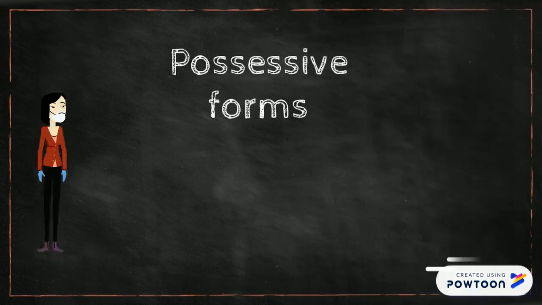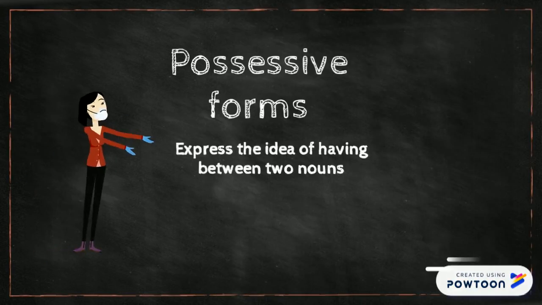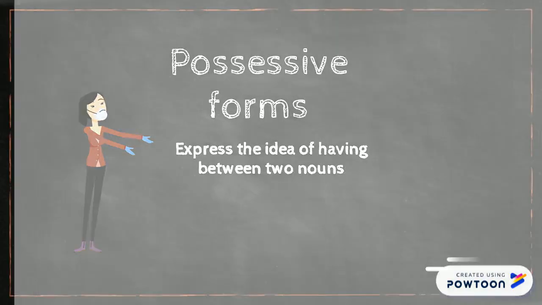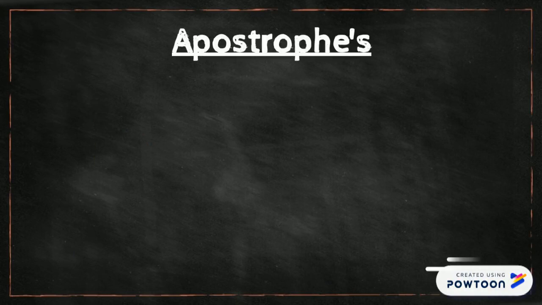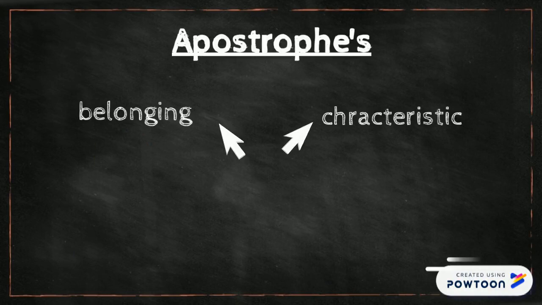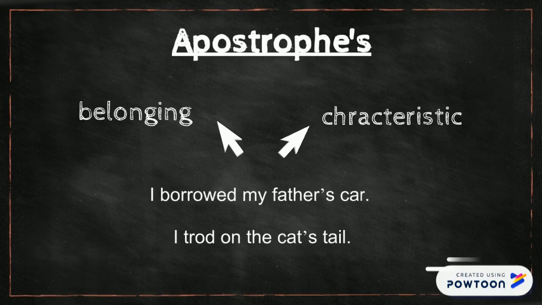Possessive forms express the idea of having, of belonging in a very general sense, which exists between two nouns. We normally use a possessive noun with an S when something belongs to or is a characteristic of a particular person or thing. For instance, my father's car, the car belongs to my father, or the cat's tail, the tail is a part of the cat.